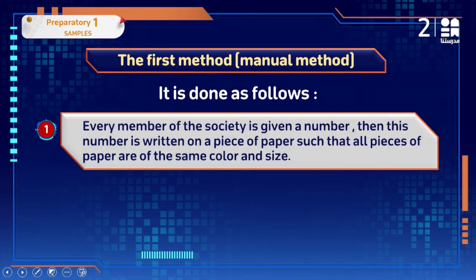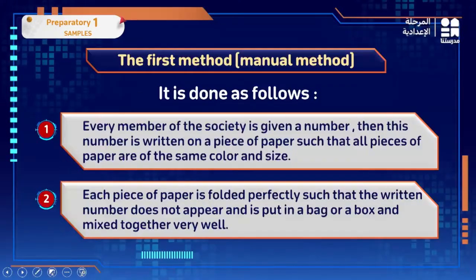Number 1, every member of the society is given a number, then this number is written on a piece of paper such that all pieces of paper are of the same color and size. Here we have the same color, all of them are yellow, and the same size, okay? They must have the same size and the same color.